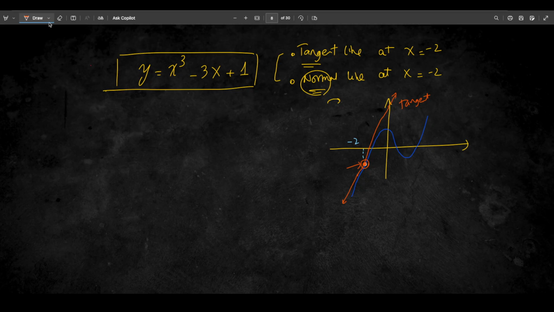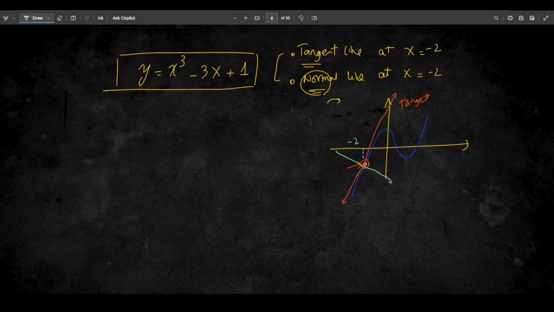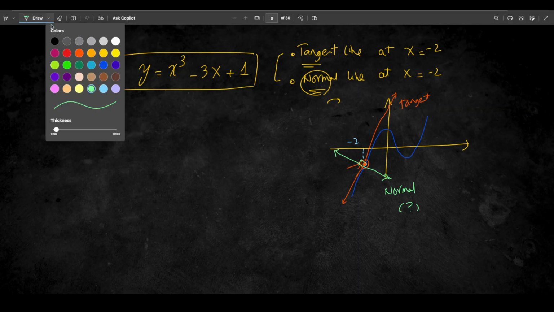Okay, and what is the perpendicular line? This is the, let me show it with green. The green is the perpendicular line. Okay, so the question is asking you to go and find the equation of the orange line and the green line to your curve. The equations of these two lines are what the question is asking us to find.